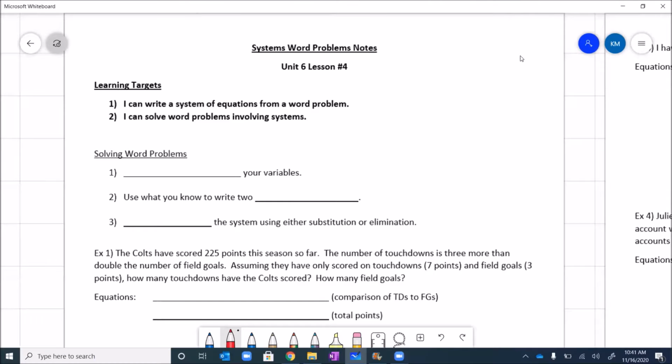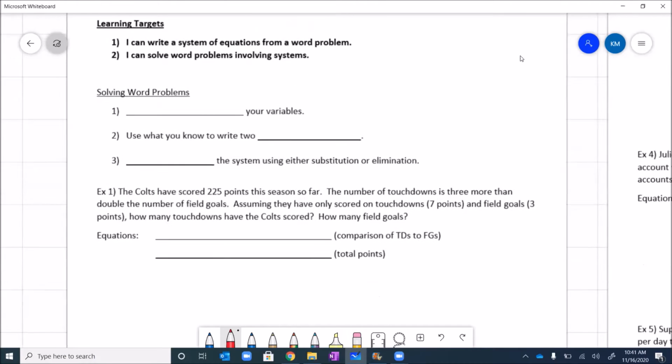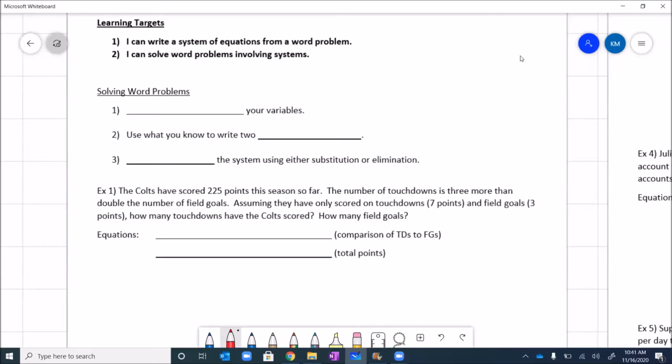Today we're going to look at solving system word problems. At the end of this video, you should be able to write a system of equations from a word problem, and you should be able to solve word problems involving systems. So here's our process, guys. We are going to define our variables, use what you know to write two equations, and then solve the system of equations using either substitution or elimination. Remember that graphing probably is going to be the least efficient way for us to solve these.